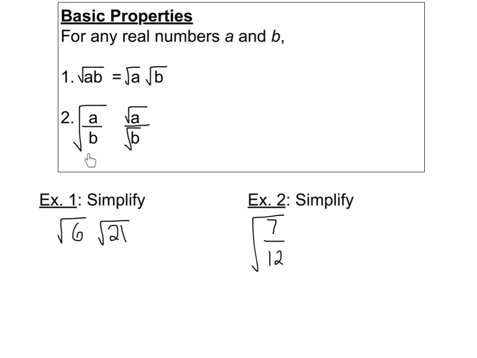Same thing with division. The square root of a fraction, or the square root of a division problem here, square root of a over b is equal to the square root of a divided by the square root of b. And we'll use that property to simplify these two problems below.